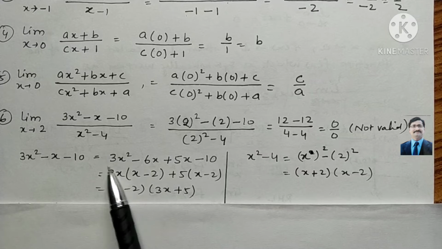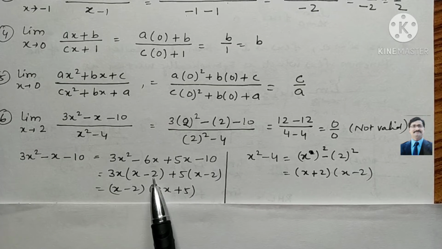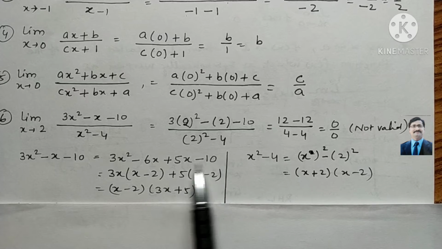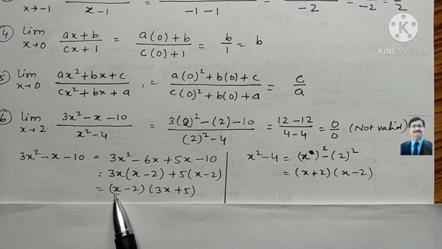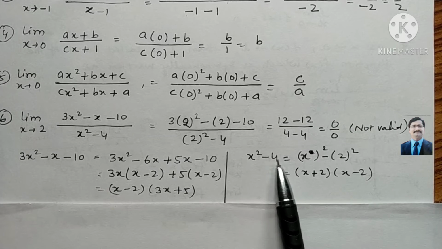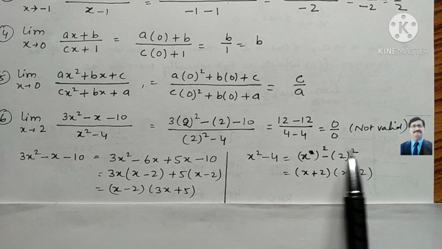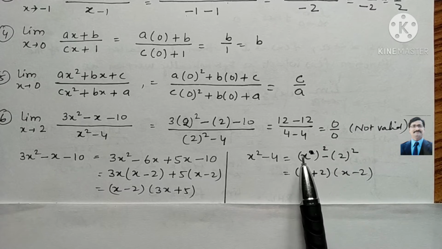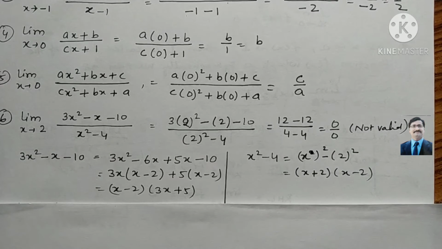Now from these two we can take common. Common is 3x, so remaining is x minus 2. From these, common is 5, so we get x minus 2. And so x minus 2 is common, and remaining is 3x plus 5. Similarly here, x square minus 4, we can write x whole square minus 2 whole square. So for a square minus b square, we can use the formula a plus b and a minus b. So we can write x plus 2 and x minus 2.